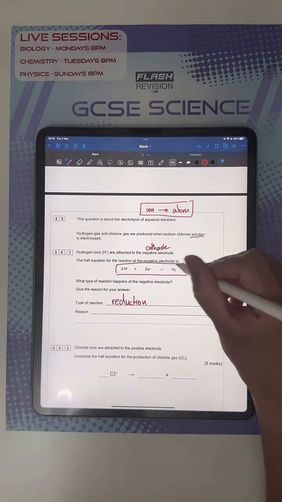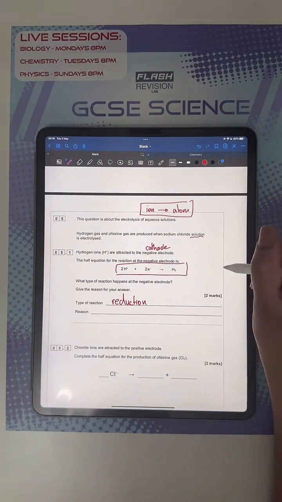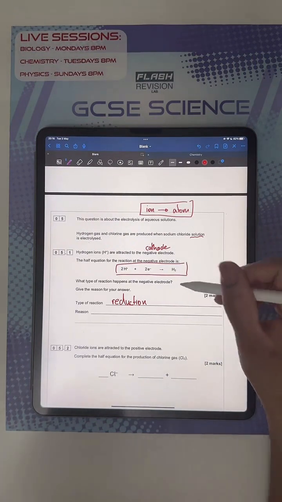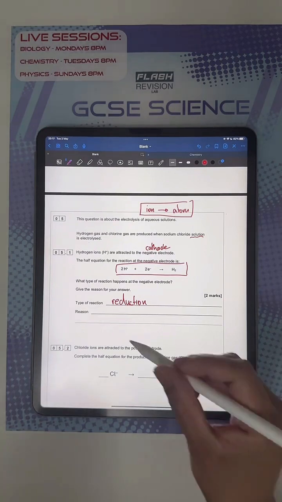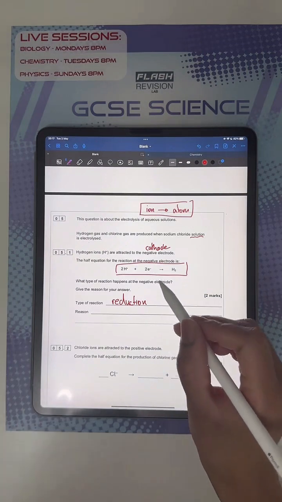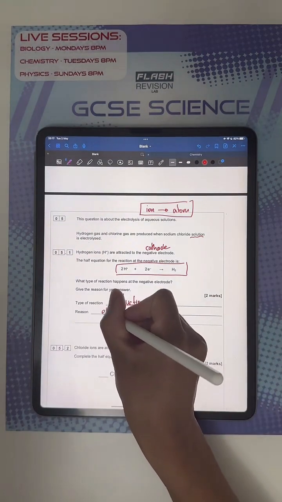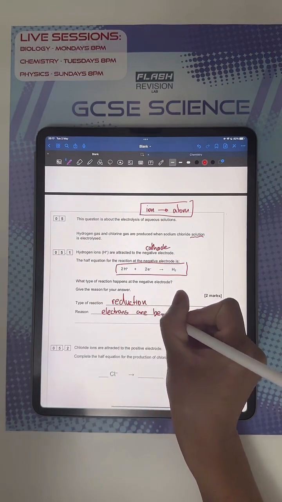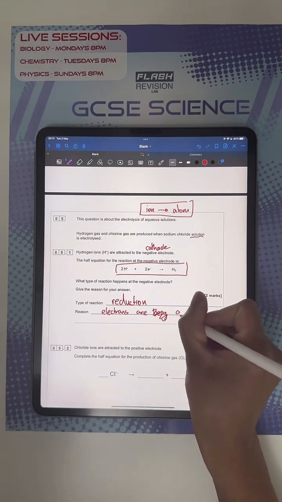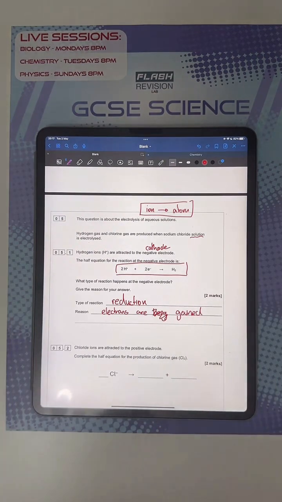Electrons, which side they're on depends on whether it's reduction or oxidation. If it's a reduction reaction, the electrons are going to be on the left-hand side. If it's an oxidation reaction, electrons will be on the right-hand side. So how do we know it's reduction? Because it's gaining electrons. Gained. This is triple and combined. This can come up for both triple and combined, guys.